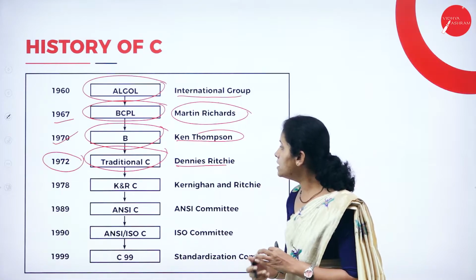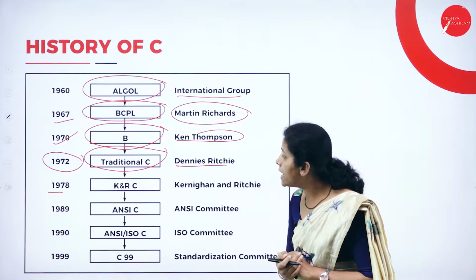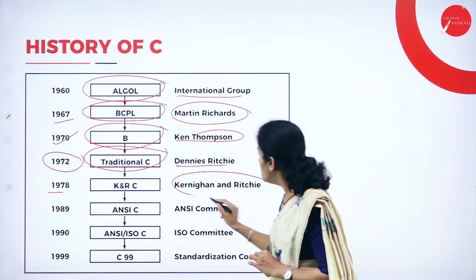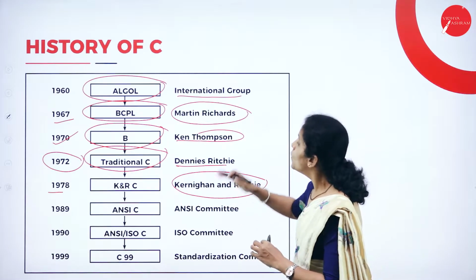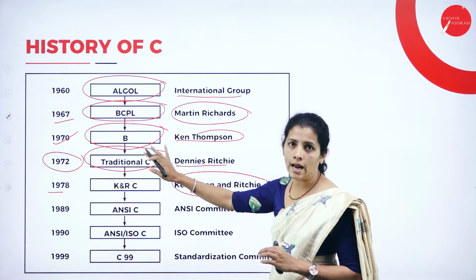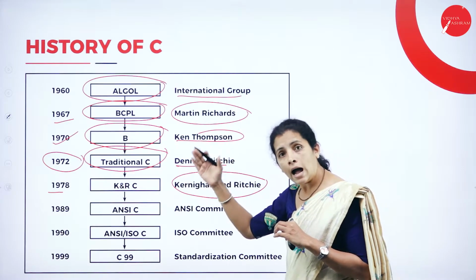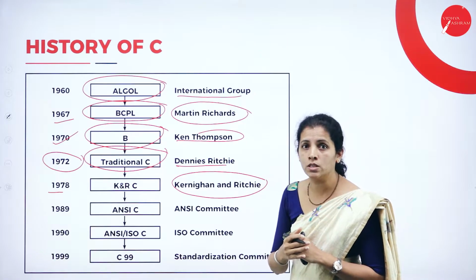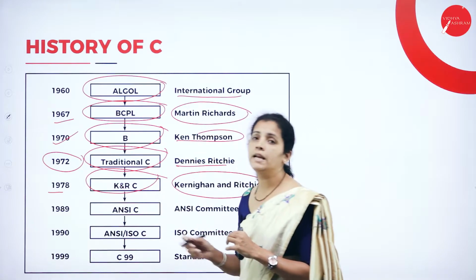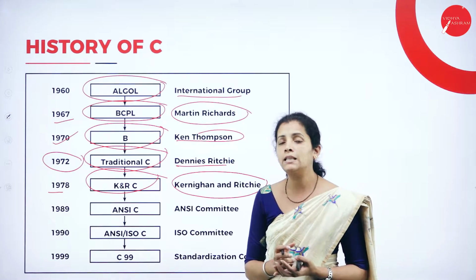Now in the year 1978 we got K and R C. Here they started a publication, because when Dennis Ritchie introduced traditional C, people were not aware of the C language and how it is used. To overcome that disadvantage, in the year 1978, they started a publication. So what is this publication? That is nothing but a book.